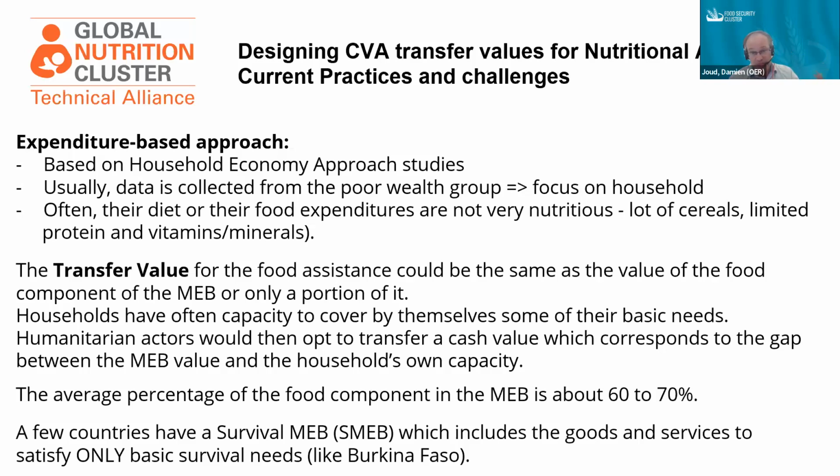What we have seen also, and that's another issue more for the food security cluster, is that we usually do this kind of analysis during, let's say, the quiet time, and not when we have an emergency. So it's not really adequate to the state of the response. When we have this MEB, then we calculate the transfer value for the food assistance. Sometimes it's the same. So if we consider that the household doesn't have much coping capacity to provide their own food, then we'll consider that it is the same. If not, if they have a capacity, then we'll remove a portion of it.